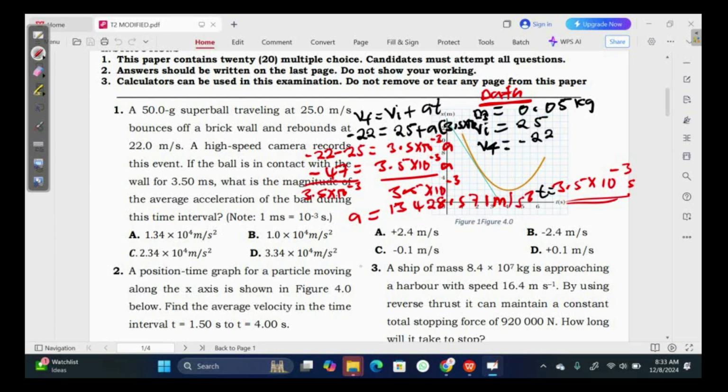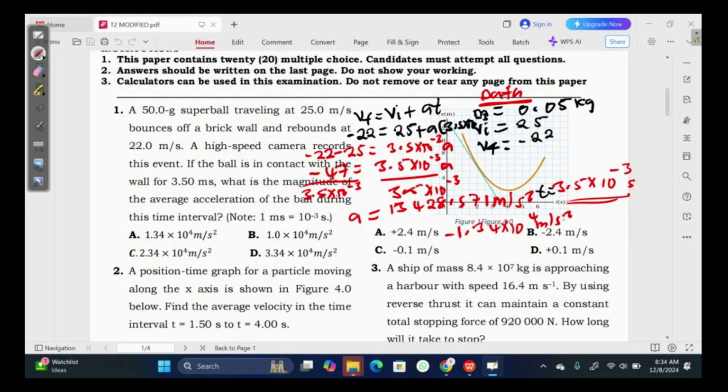All the answers are in scientific notation. Put this answer in scientific notation. Just click on mode again, then you go to scientific, which is 2. So, negative 1.3, negative 1.34 times 10 to the power 4 meters per second squared. Now, let's go back to the question.